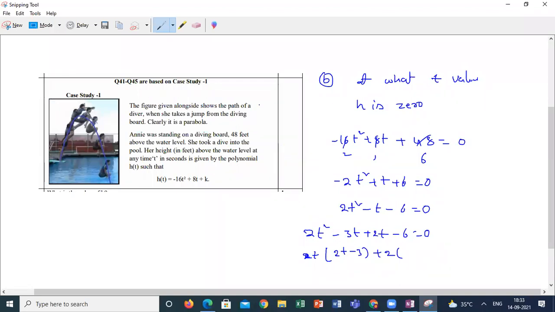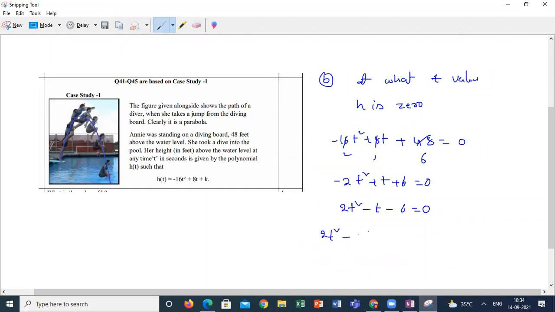How I can take common to make it proper? Students, how to factorize this one? If I'm taking these two terms, I'm taking 2t common. If I'm taking 2t common, t minus 1. If I'm taking minus 3 common, t minus. Again, it is wrong. Why it is wrong? My split up is wrong. The product should be 12. Sum should be minus 1. It is not. That is the reason I'm not getting the factors properly.